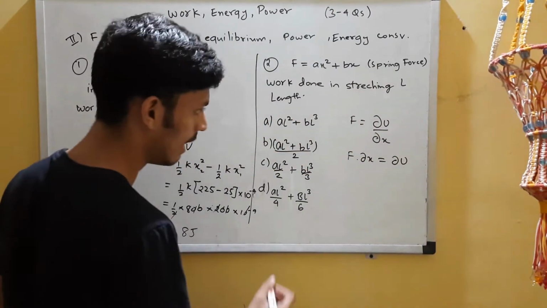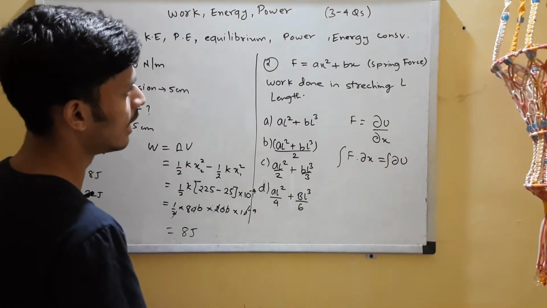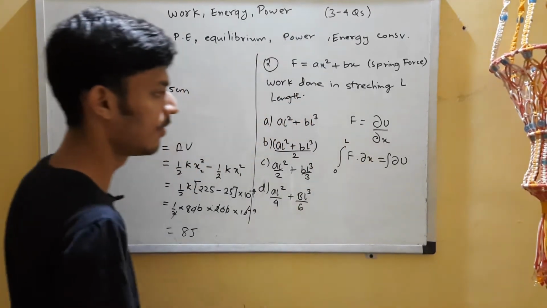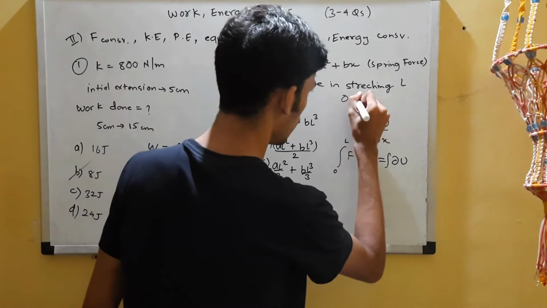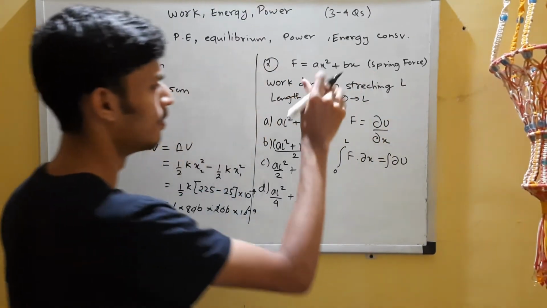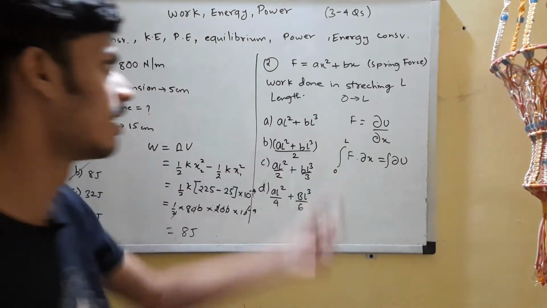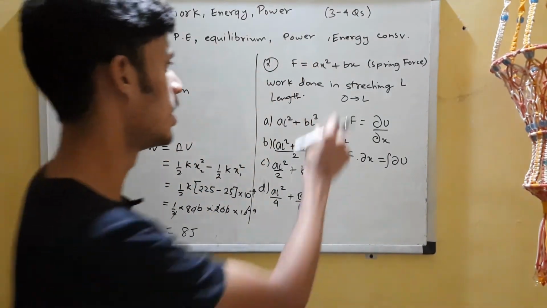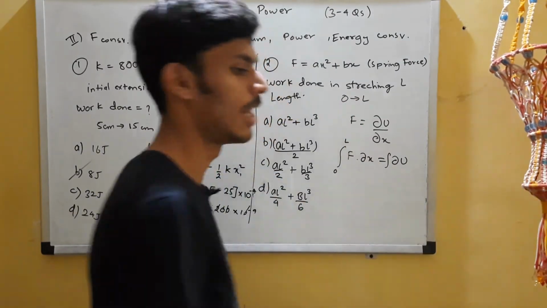So now let's integrate it. Integrate it from where to where? We'll integrate it from 0 to the length L, right? We want to find the work done in carrying the spring from 0 to L. Initial is not given, which means that the spring is not extended. Basically it's not stretched. So initially the length is 0 and then you extend it to length L.